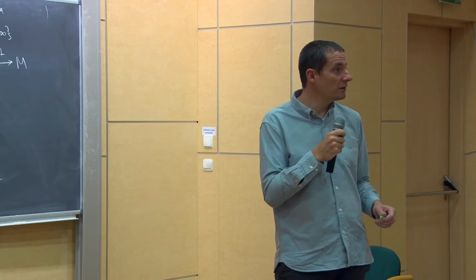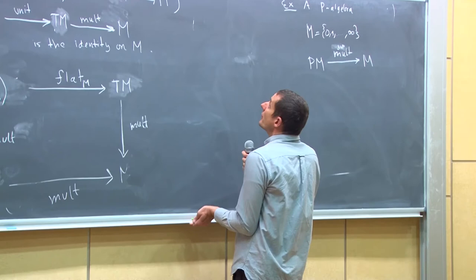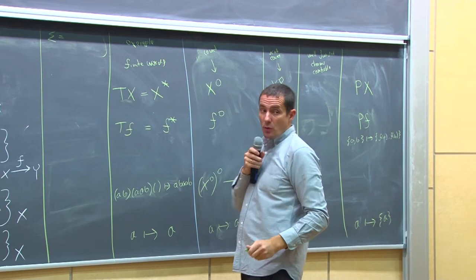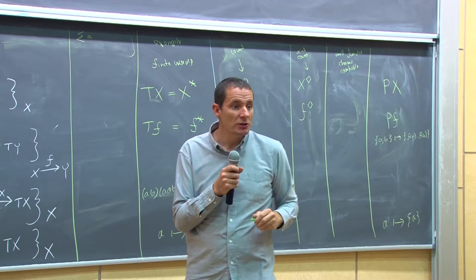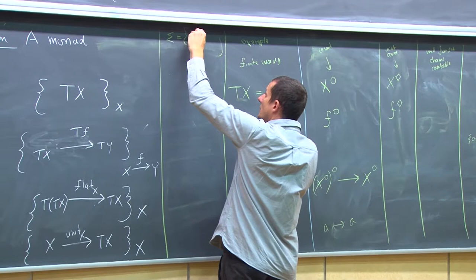Sorry? Yes. Mm-hmm. So now let's give an example of a tree monad. For this monad, it's not going to be one monad, but one monad for every ranked set. So let's think of a ranked set. A ranked set is like this.